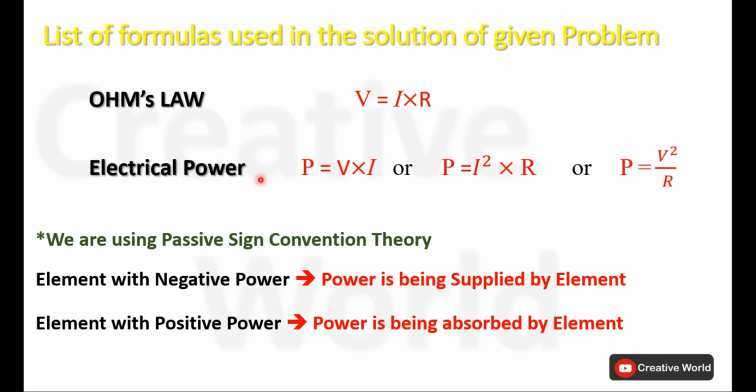While solving this problem, we will be using Ohm's law, that is V equals I multiplied by R, and electrical power, that is the product of voltage and current. Two additional power formulas will be used in this scenario. One is P equals I squared multiplied by R, and the other one is P equals V squared divided by R. We also will be using passive sign convention theory. According to this theory, elements with negative power will be considered as power suppliers and elements with positive power will be considered as power absorbers.